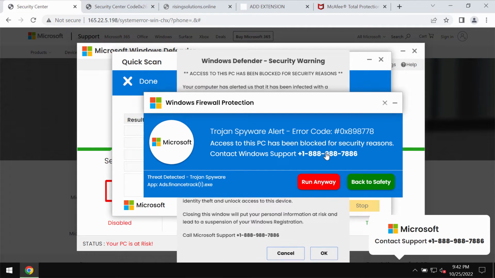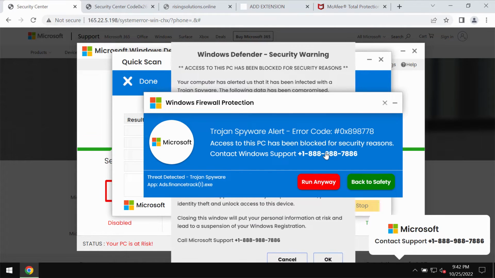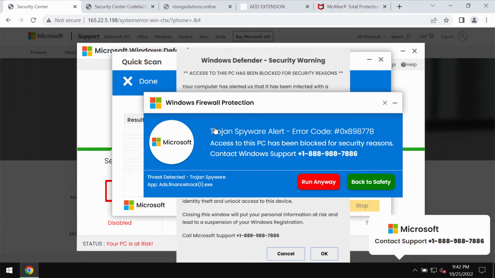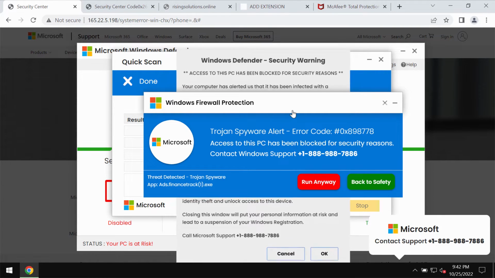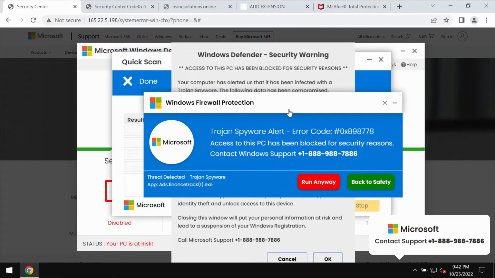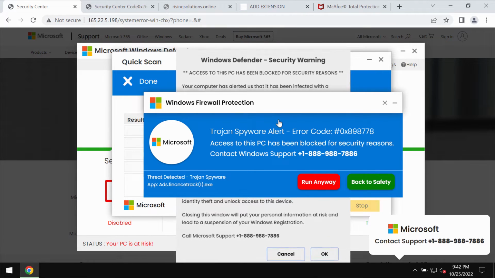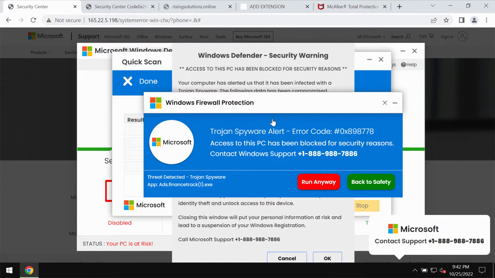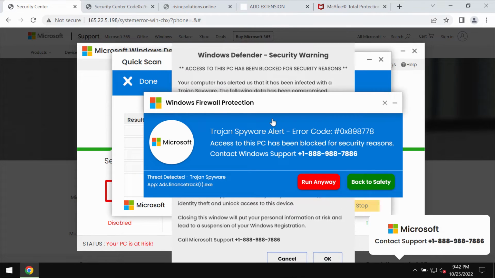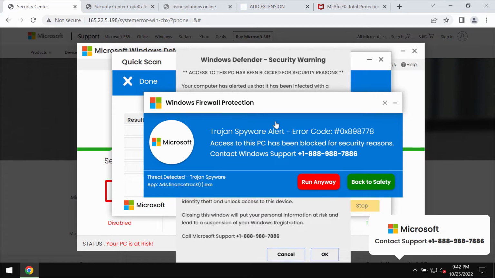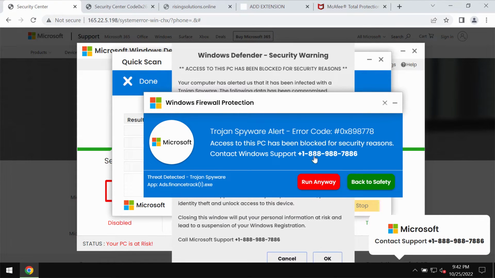+1-888-988-7886. But this is a fake number. It is not related to Microsoft support, it is not related to Windows support. There are certain hackers who stand behind these pop-ups. They claim to be Microsoft technicians, but the real purpose of these pop-ups is to deceive you and to trick you into calling this fake number.